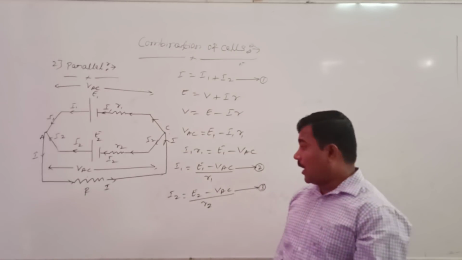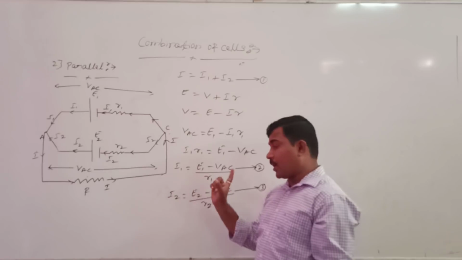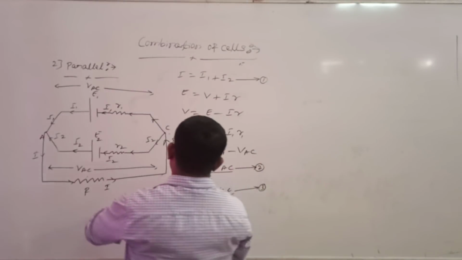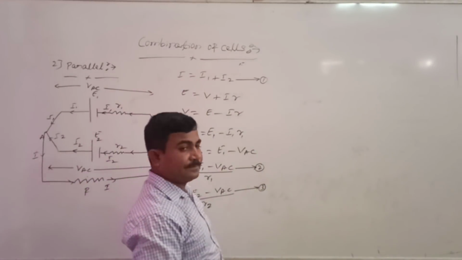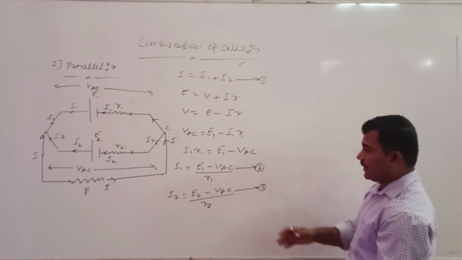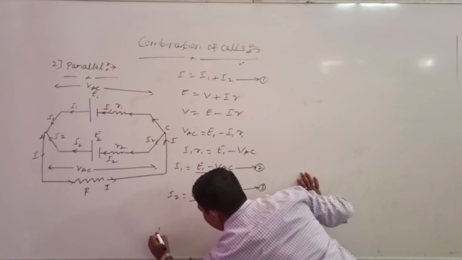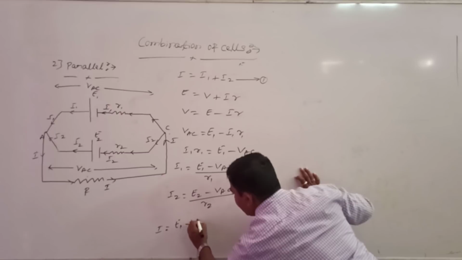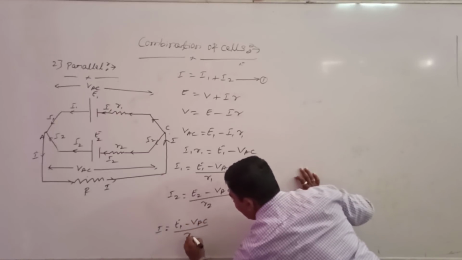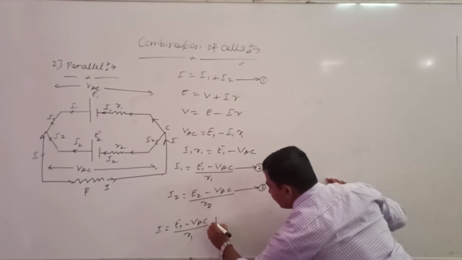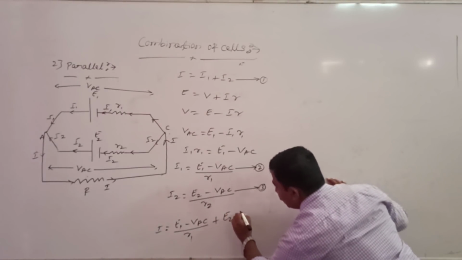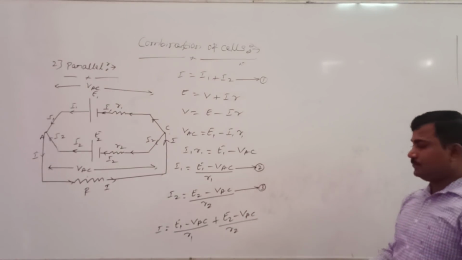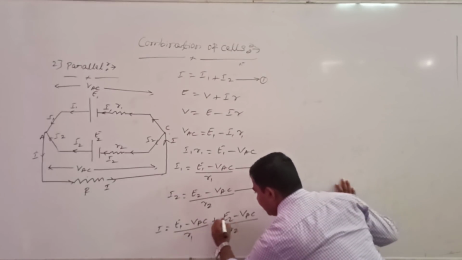Across cell E1, current I1 exists. Across cell E2, current I2 exists. Look at equation 1. What is the resultant current? The resultant current I is equal to I1 plus I2. Put all these values here. What do we get from equation 1? I is available. I1 is equal to E1 minus VAC divided by R1. Right? Plus I2, and I2 is E2 minus VAC, whole divided by R2. Are you following this? Right?